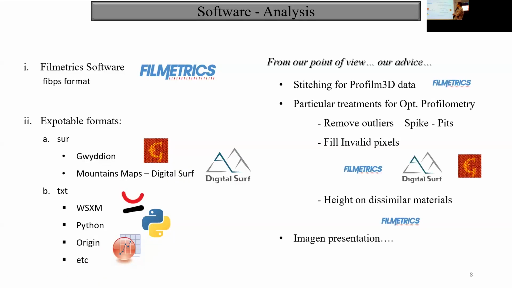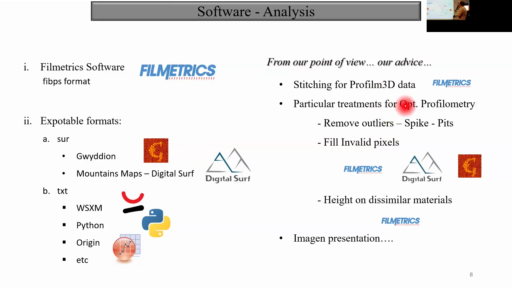From my point of view, for particular analysis, the stitching, it's recommendable to do it with Filmetrics, okay? And it's doing it, I think, very well. Mountains is also working nicely, but since it is the same software, Filmetrics does it directly and better.